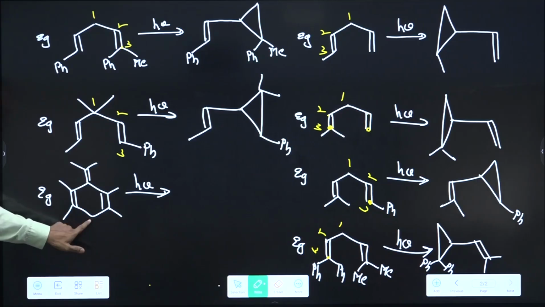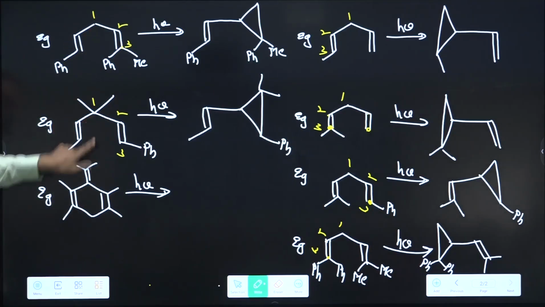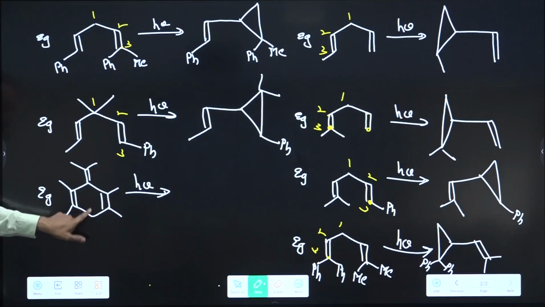Below CH2 is there. Here above CH is there. Now CH2, C and here C. This is dipi methane, not this side. Below is there.